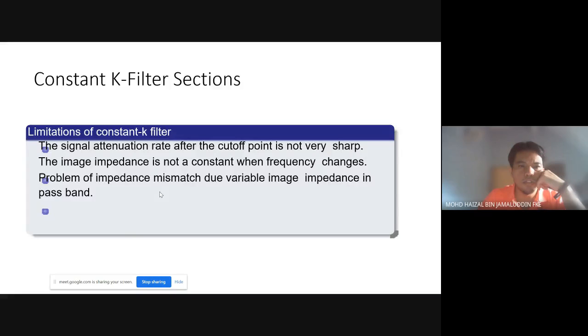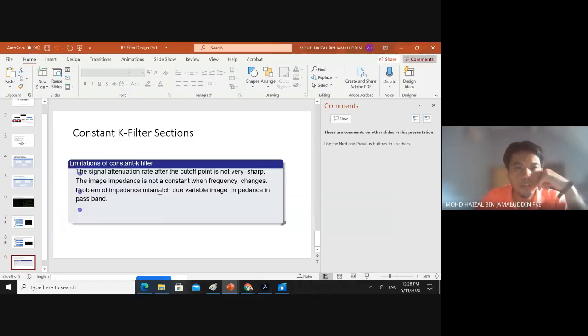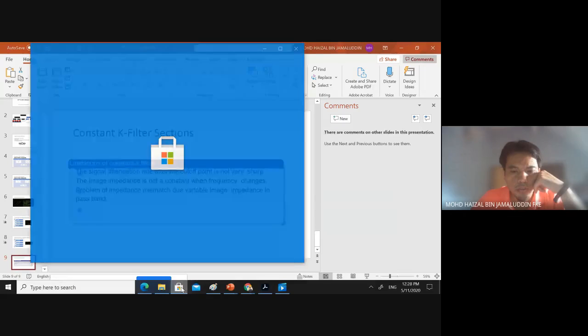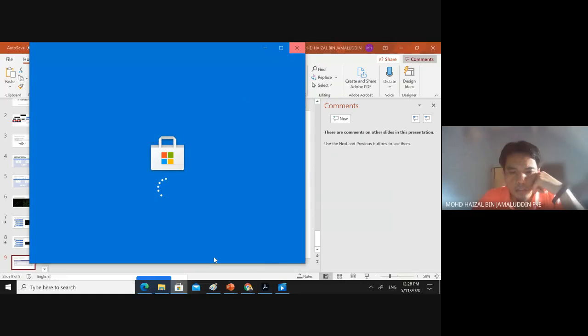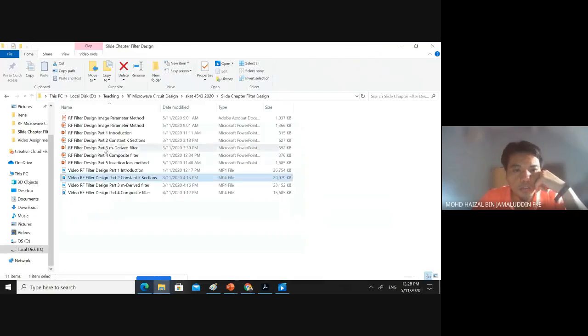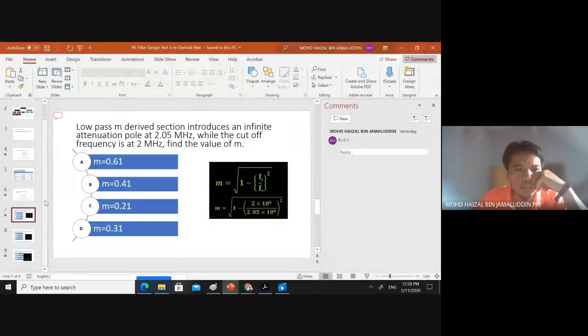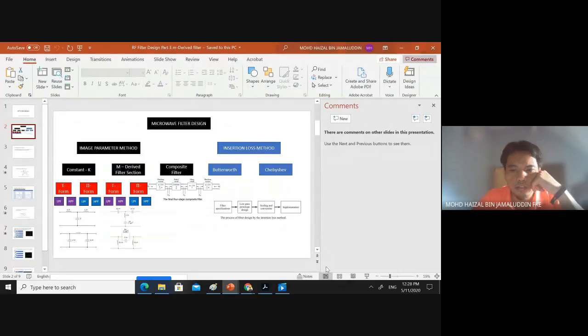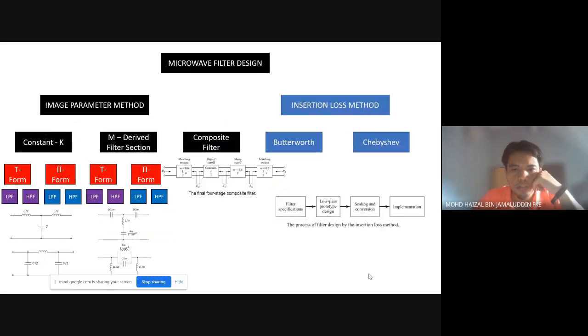So as a solution, the second technique is introduced. The second technique here is called the m-Derived filter section.